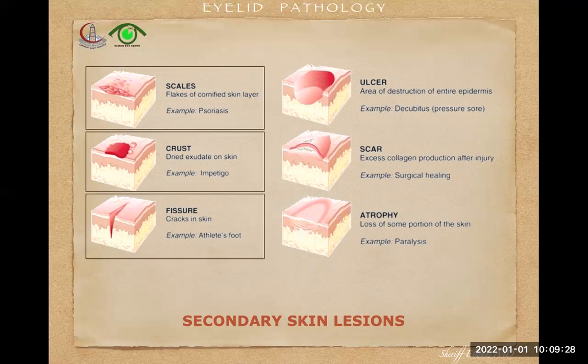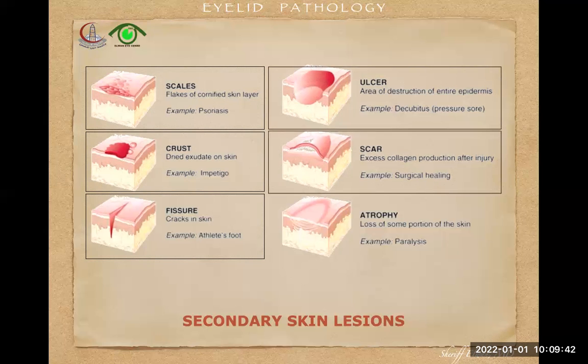If there is a crack in the skin, it's called a fissure. If there is an area of destruction of the entire epidermis, this is called an ulcer. And if there is collagen laying in this area, it's called a scar. And if there is a loss of some of the skin components, it's called a skin atrophy.